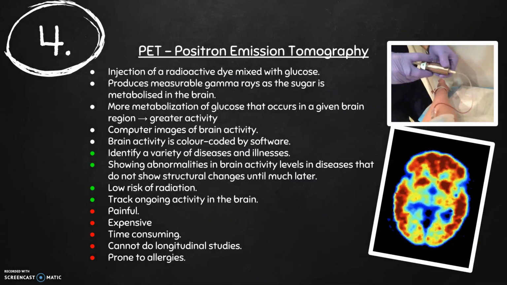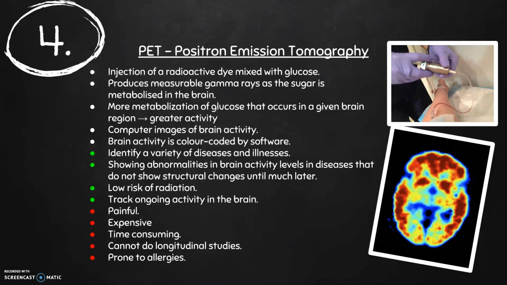Another way is PET scans. This involves the injection of radioactive dye, which is mixed with glucose, into participants. The dye then produces measurable gamma rays as the sugar is metabolized in the brain. More metabolization of glucose that occurs in a given brain region is inferred to mean greater activity. The scanner then detects the rays and turns them into computer images of brain activity.